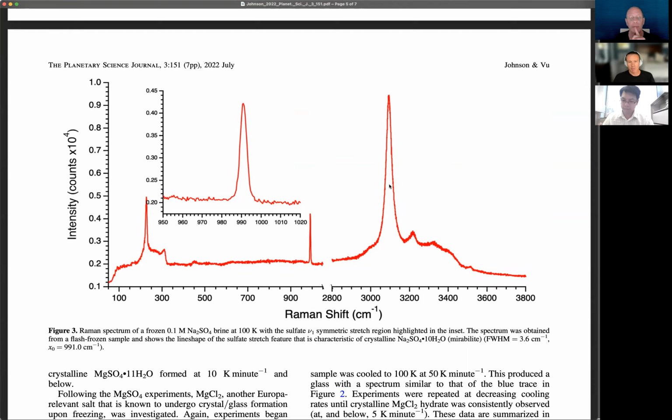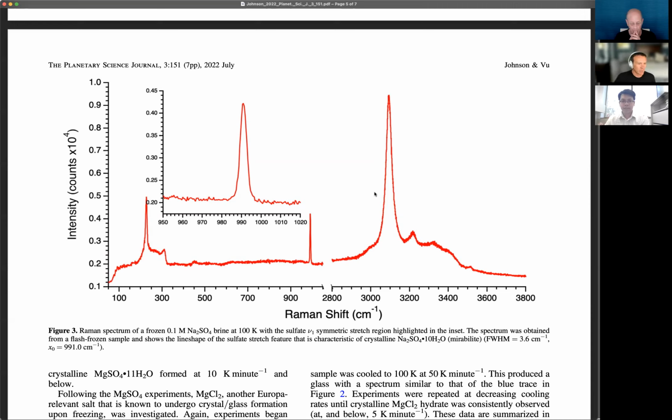What was interesting with the sodium sulfate is that even when we flash froze it, we formed the crystal. We were never creating a glass of sodium sulfate. That's interesting compared to the magnesium sulfate, which we formed quite readily. And that's kind of interesting because it's just a change in the positive ion.